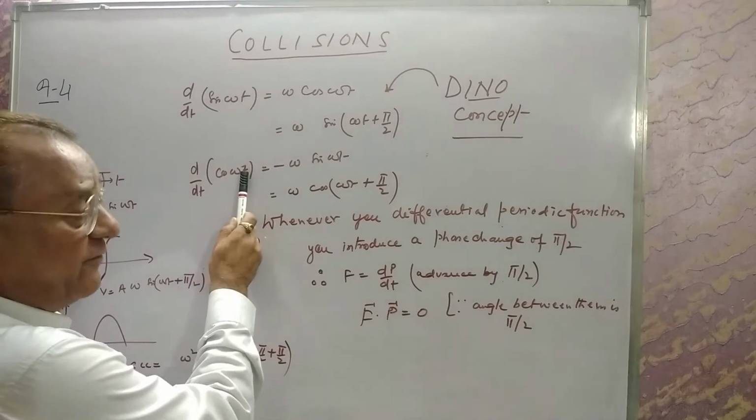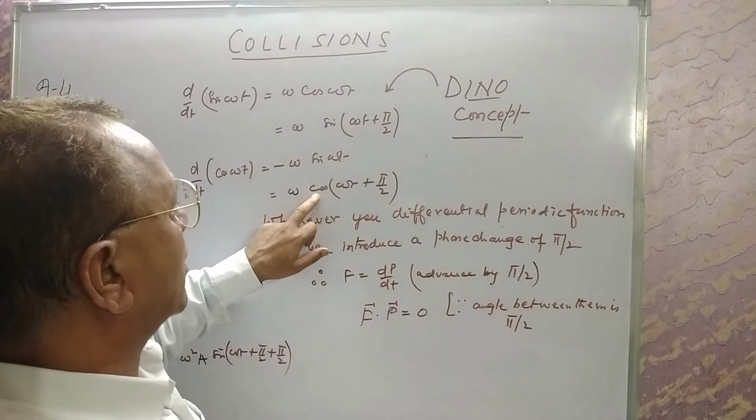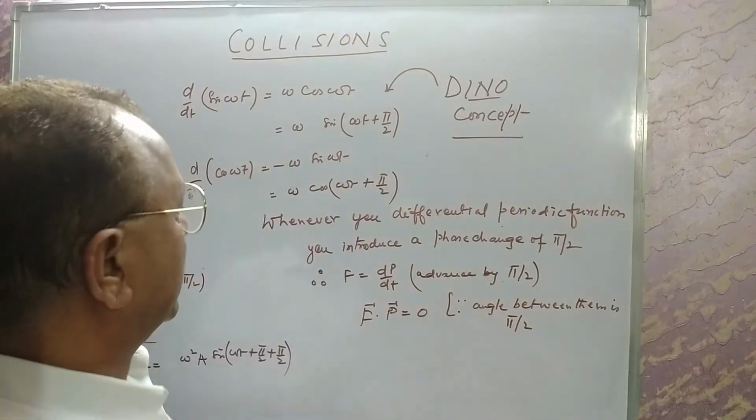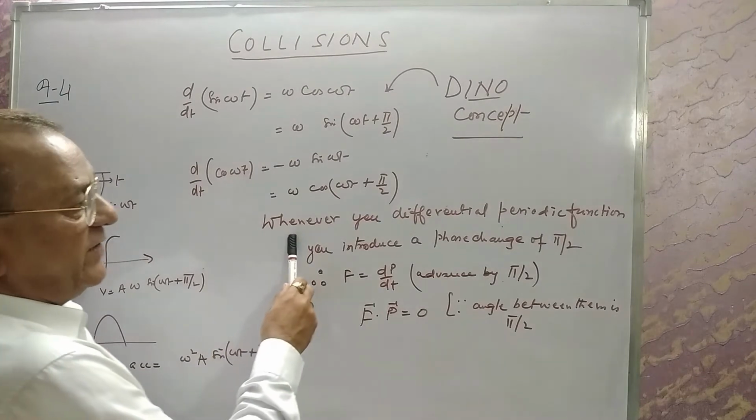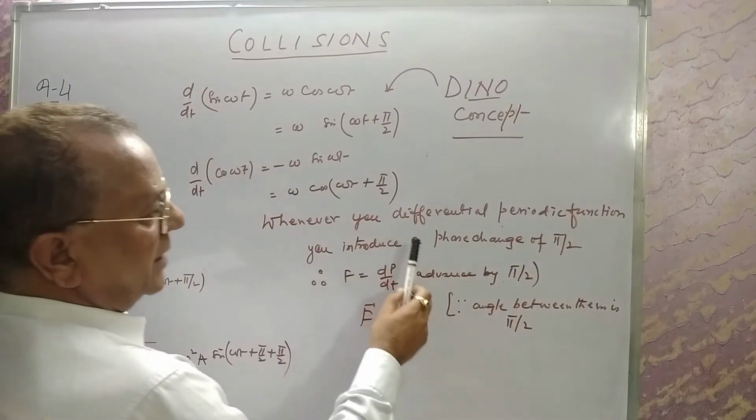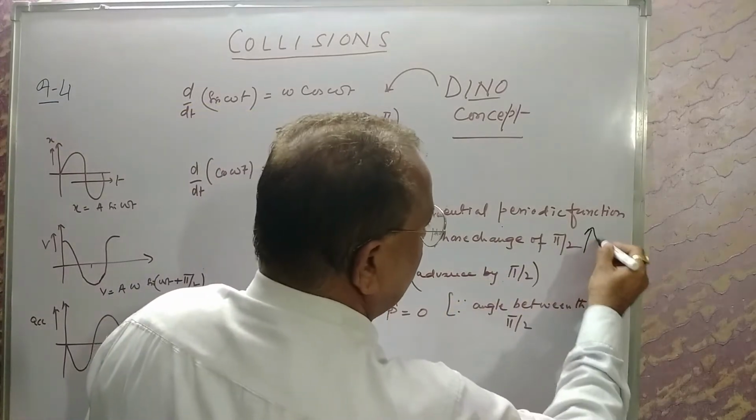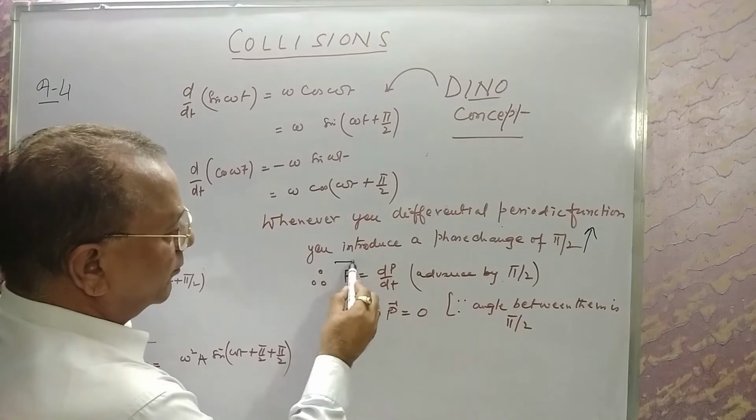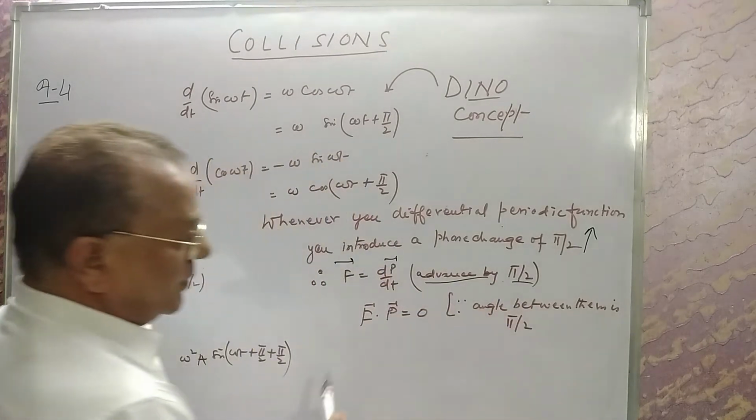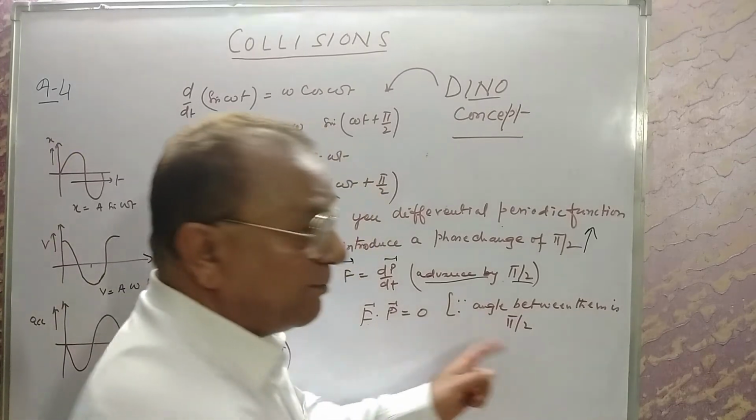Similarly, if you differentiate cos omega t, you will get minus sin omega t, which is equal to cos of omega t plus pi by 2. The original is advanced by pi by 2. So the result is that whenever you differentiate periodic functions, a phase advance of pi by 2 is introduced. Supposing F is equal to dp by dt, you advance the function by pi by 2. Therefore, F dot p equals 0 because the angle between them is pi by 2.